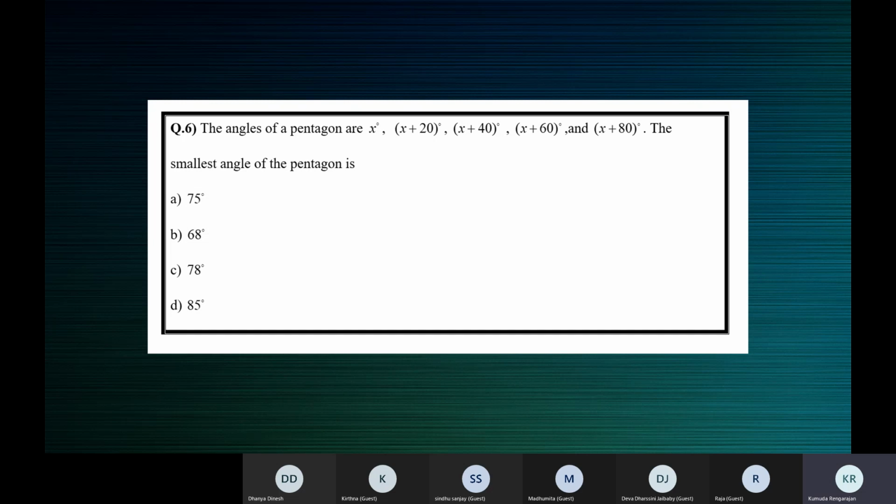Okay, Danya, tell us how we work. Ma'am, the sum of the given angles is equal to 540. That is x plus x plus 20 plus x plus 40 plus x plus 60 plus x plus 80 is 540. Perfect. What's the value of x on solving? 5x plus 170 is equal to 540 degrees, ma'am. Okay, complete the working and share the answer.